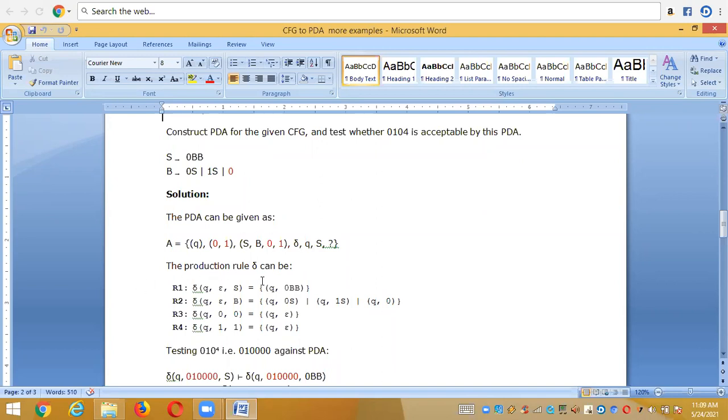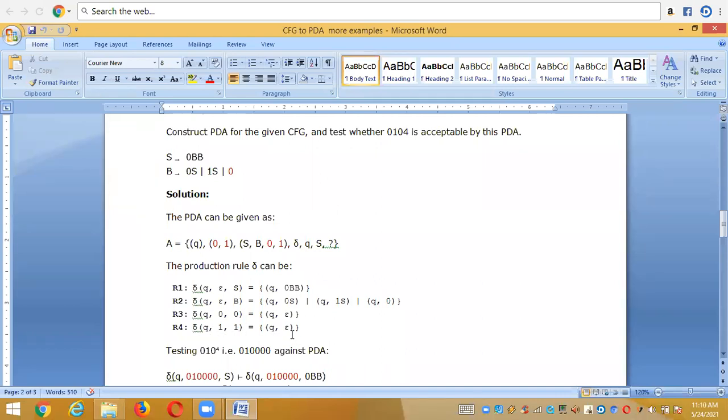So here for the production rules, first you need to define for S and B, and then you need to define for 0 and 1, right? So rule 1 for S, delta of Q, epsilon, S, and we're having only one rule for this, directly Q, 0BB. And for B we're having three rules. Delta of Q, epsilon, B is Q with 0S and Q with 1S and Q with 0. So with this, defining the rules for S and B is completed. Now we need to define the rules for zeros and ones. So delta of Q, 0, 0 is Q, and if you pop these two, then it is epsilon. Another rule is delta of Q, 1.